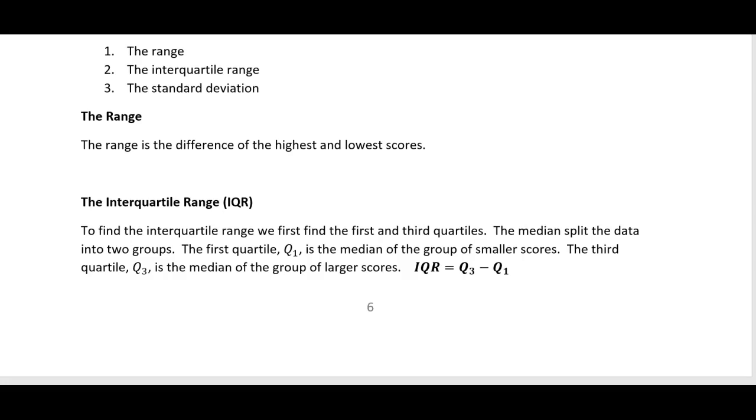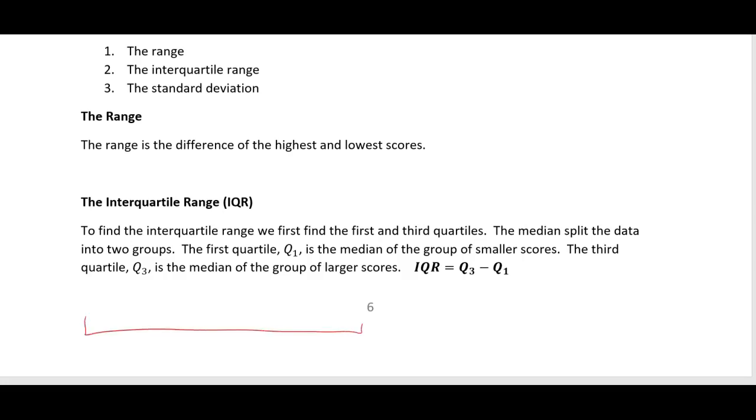We split into 4 groups, and the divisions in between them, we have the first quartile, the second quartile, or the median, and the third quartile. We split our data into 4 groups, each with an equal number of scores in each group. Right, 4 groups with an equal number of scores. The interquartile range is the difference between the third quartile and the first quartile. Righto?